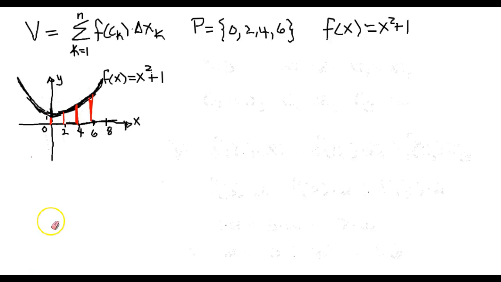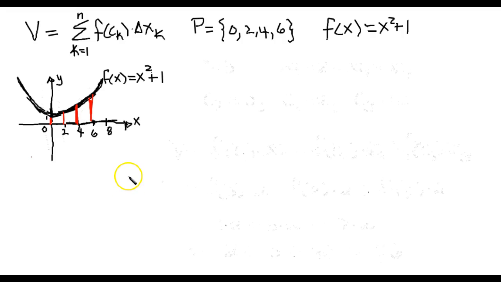Alright, this problem asks us to find V. V is the value of a Riemann sum as k goes from 1 to n of f of c sub k times delta x sub k. They give us the partition which contains the values 0, 2, 4, and 6. And the function that they give us is x squared plus 1.